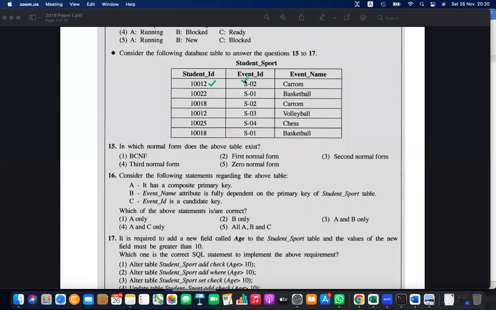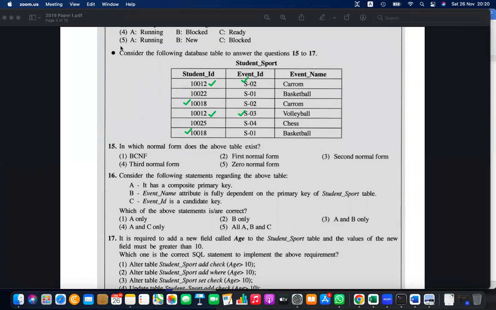12-2, 12-3. 12-2 is one, 12-2 is another, 12-3 is another. 18-2, 18-1, 18-2, 18-1. 22-1, 25. Okay, a combined primary key is there. There is a composite primary key.